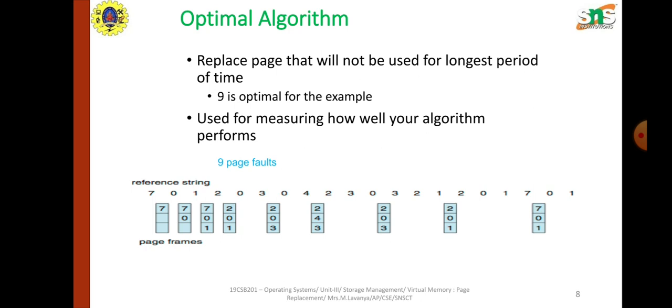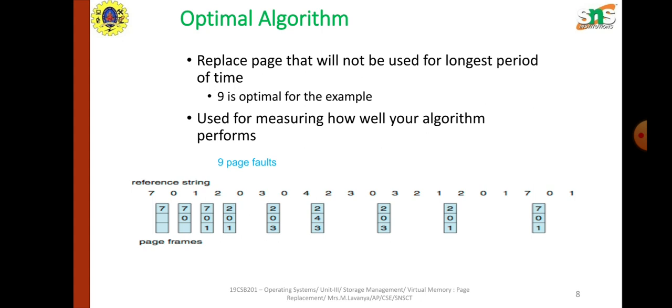Next string arrived is 0. It is allocated to the frame 2. The next string arrived is 1. It is allocated to the frame 3. Then the value of 2 arrives. Since all the 3 frames are filled, we are going to select the victim frame.